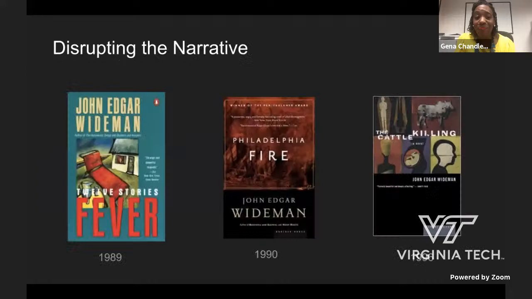A writer like John Edgar Wideman, who you see here in these three texts, again, disrupts that narrative, gets us to think differently about the yellow fever epidemic and the different stories, the different ways in which Black lives were engaged in this particular historical moment. And again, changing our understanding of the city of brotherly love in Philadelphia, changing our understanding of the American nation, changing our understanding of African Americans' relationship to religion, bringing us to a new level of consciousness about Black lives.